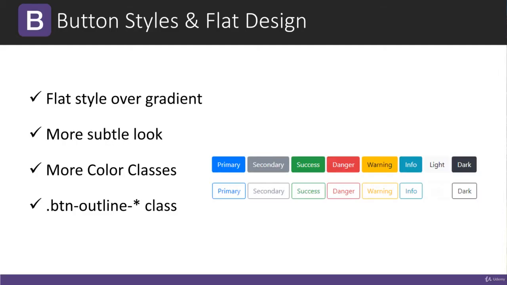Alright, so as far as design, Bootstrap 4 has a much more flat look to it as opposed to the gradients that version 3 used. Flat design seems to have become more popular in the past few years or so. It has a more subtle and clean look to it. We also have extra color classes like the light and dark class, as well as these outlined buttons here. So basically a white background with the colored text and border.